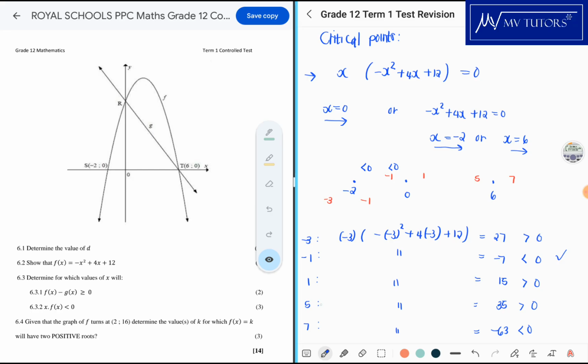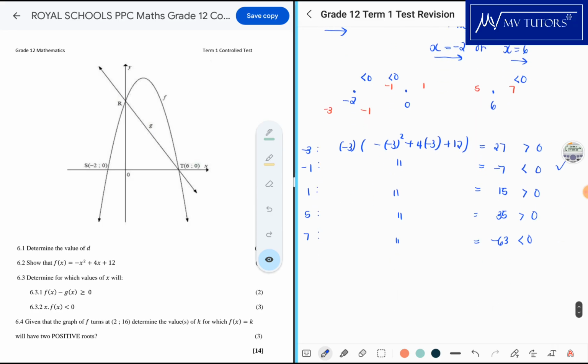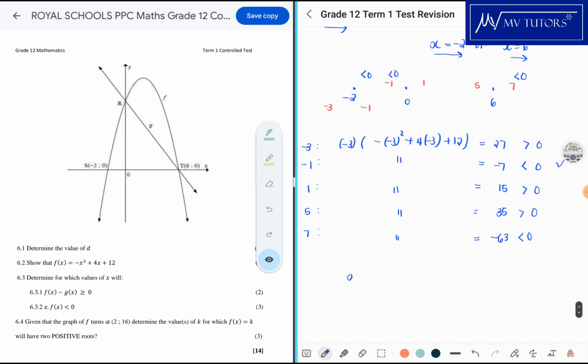For 5, we get positive. And then for 7, we get negative. Okay, so it's less than 0. So where does our solution lie? Well, basically our solution for x lies in between -2 and 0, and where x is bigger than 6.